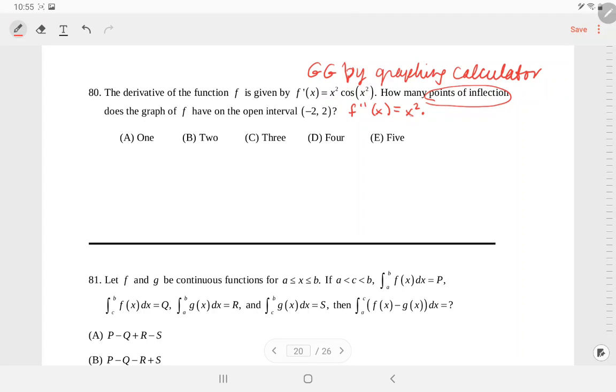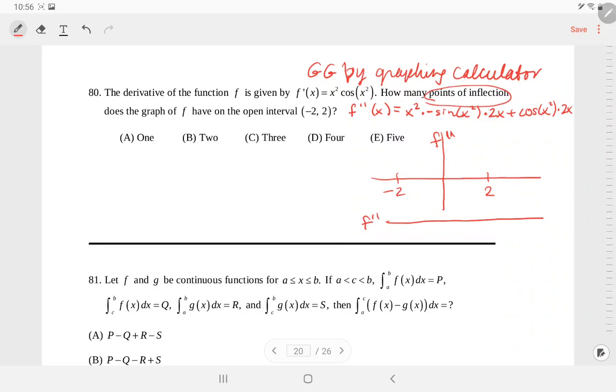Okay, so this is x squared, a product rule, times negative sine of x squared times the derivative of the inside, 2x, plus cosine x squared times 2x. And then I can type that in. So one choice I have is I graph from negative 2 to 2, and I graph f double prime. And then I make an f double prime number line. And this is the y value of the graph.